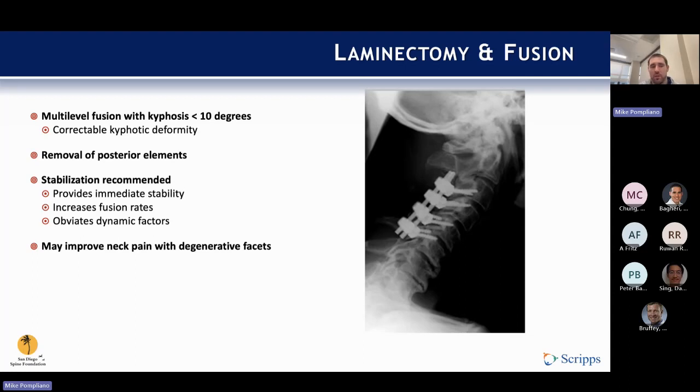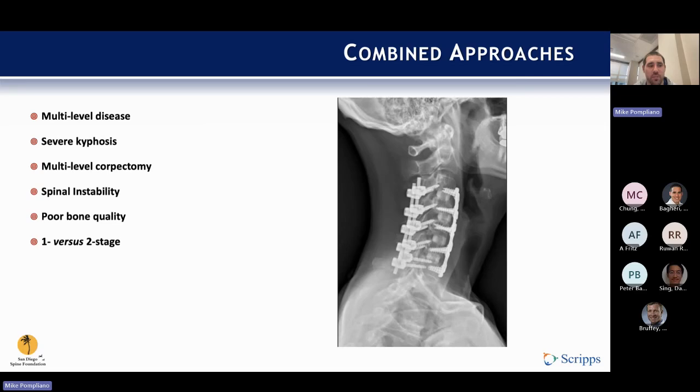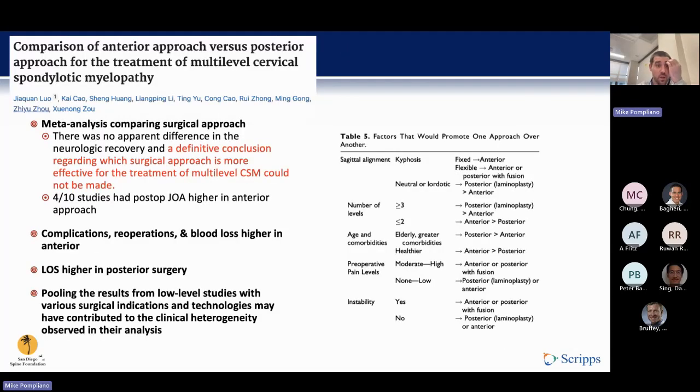This may also improve neck pain with degenerative facets, which is a risk with laminoplasty due to the fact that you're not addressing that potential pathology. Combined approaches can also be utilized, especially with severe kyphosis or cervical deformity. It can provide additional stability, and it can address spinal instability and poor bone quality in patients. And this can be a staged procedure as well.